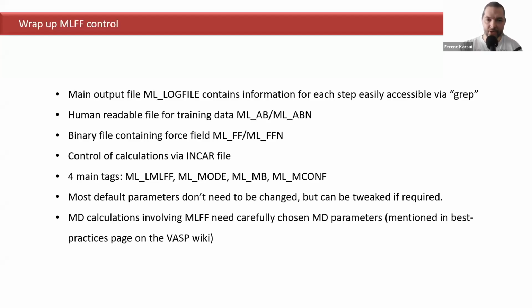All calculations are controlled via the INCAR file. There are four main INCAR tags: ML_LMLFF, an on and off switch; ML_MODE, which selects the calculation type; ML_MB, which sets the maximum number of local reference configurations; and ML_MCONF, which sets the maximum number of training structures. Most parameters are broadly applicable, but there are many other parameters if you want to tweak them. At the moment we have 107 parameters that you could tweak.